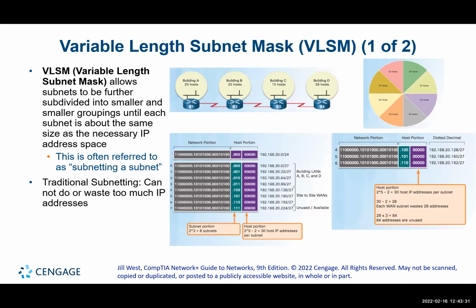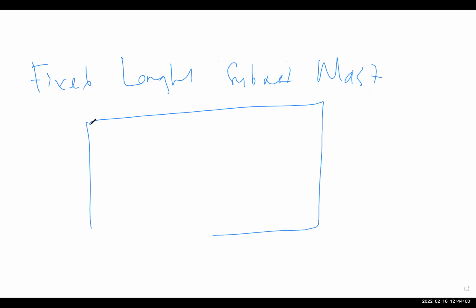Okay, so now, so far we know that all we learned so far is fixed length subnet mask. Fixed length subnet mask, you see, that means you break it down equally, right? You break it down equally. So think about this one here. You break it down equally.